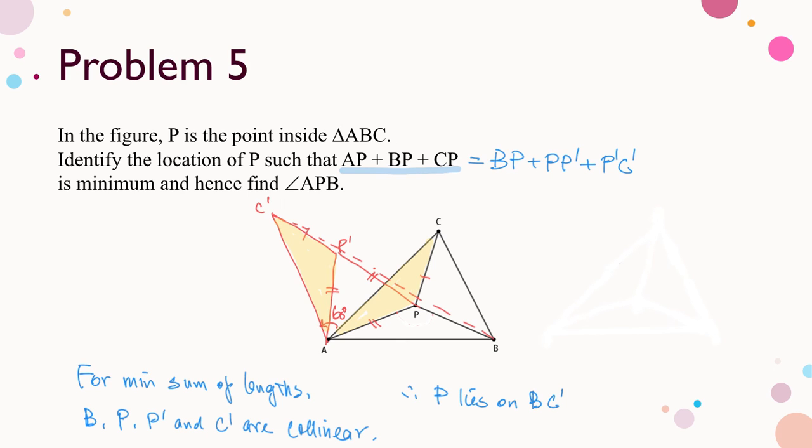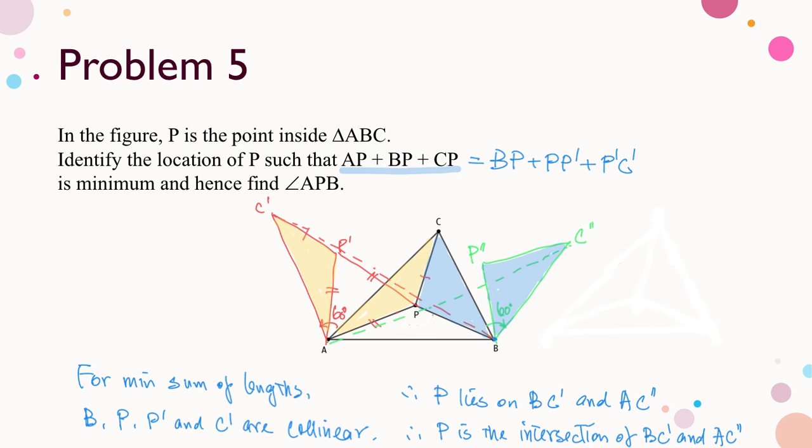To identify the location of P, we repeat the process by rotating triangle BPC about B clockwise by 60 degrees to triangle BP''C''. With the same argument, P lies on the line segment AC''. Therefore, P is the intersection of the two line segments BC' and AC''. The location of P is identified.